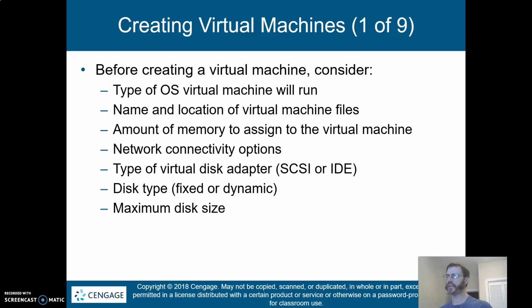Okay, now welcome to the next part of Chapter Three's video lecture series. We're going to start talking about one of the central tasks, one of the primary uses, rather, of VMware Workstation, which is to create virtual machines.